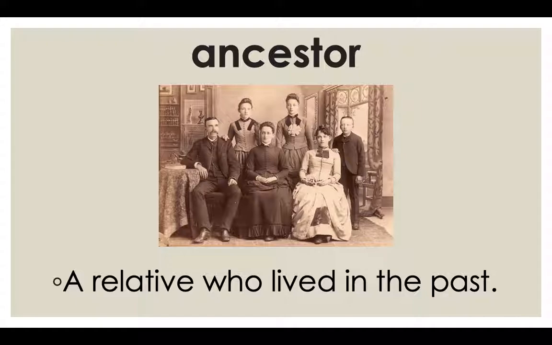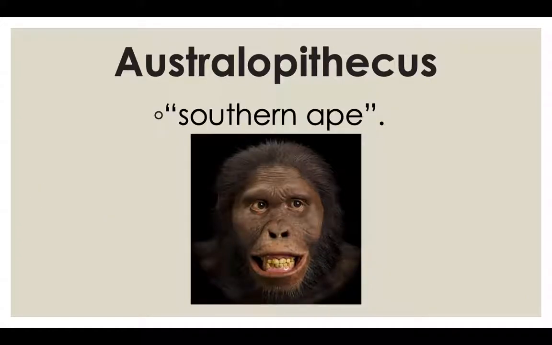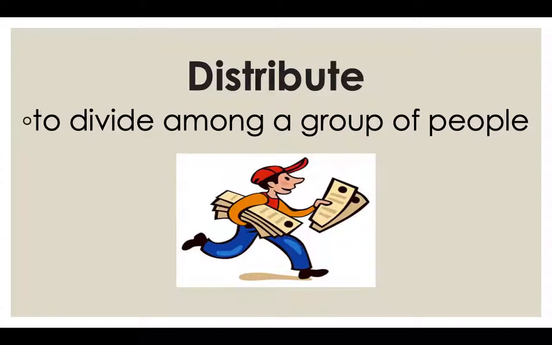Alright, so our first term is an ancestor, which is a relative who lived in the past, like these people in this old-timey photo. Agriculture, another word for that would be farming. Australopithecus, which means southern ape, like this very handsome fellow here. Distribute is to divide among a group of people. For example, resources you could divide, or money.